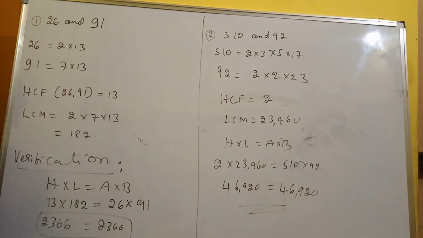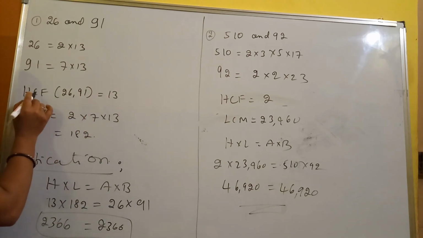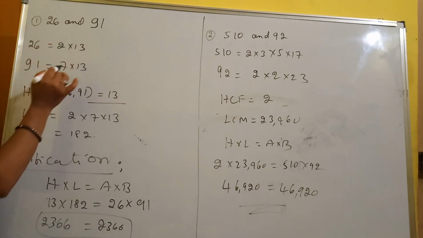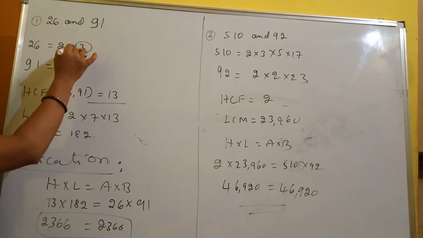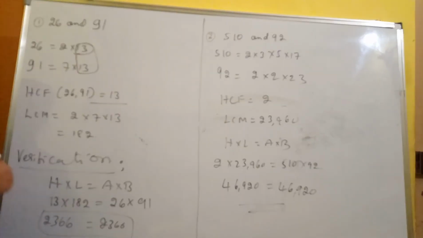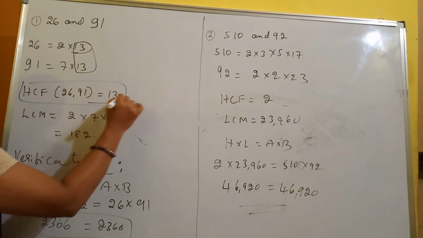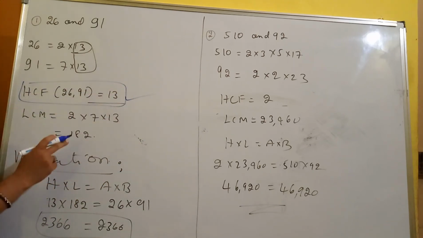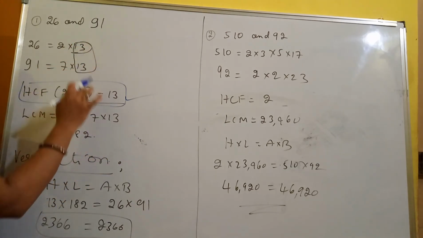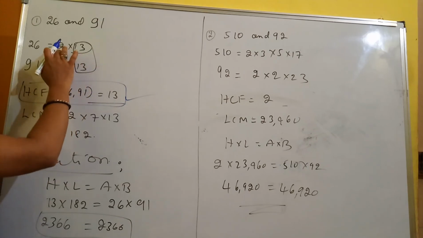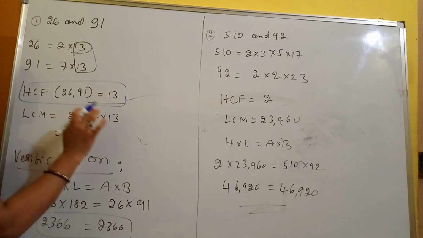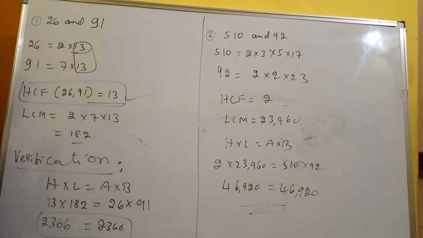So what is the HCF? HCF means the highest common factor. The HCF of these two numbers is 13, because 13 is the common factor among these two numbers. What is the LCM? LCM is the product of the prime factors, the common factor and the other factors. If 13 is left, what are the other factors? 2 into 7. So the LCM will be 2 into 7 into 13, which is equal to 182.